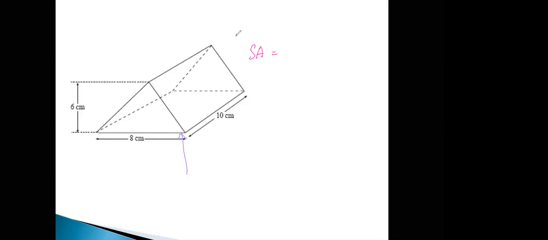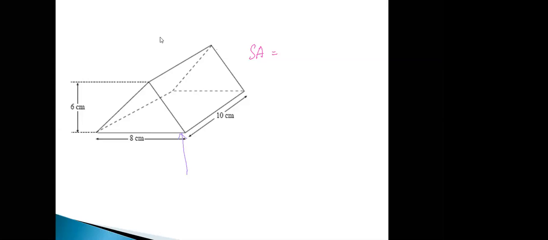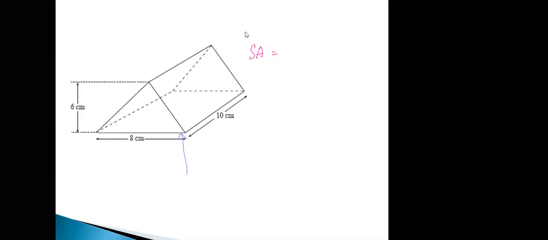Yes. So please find the surface area of this diagram. Who wants to try this? Who wants to try this? I will try, sir. I will try it. Okay.